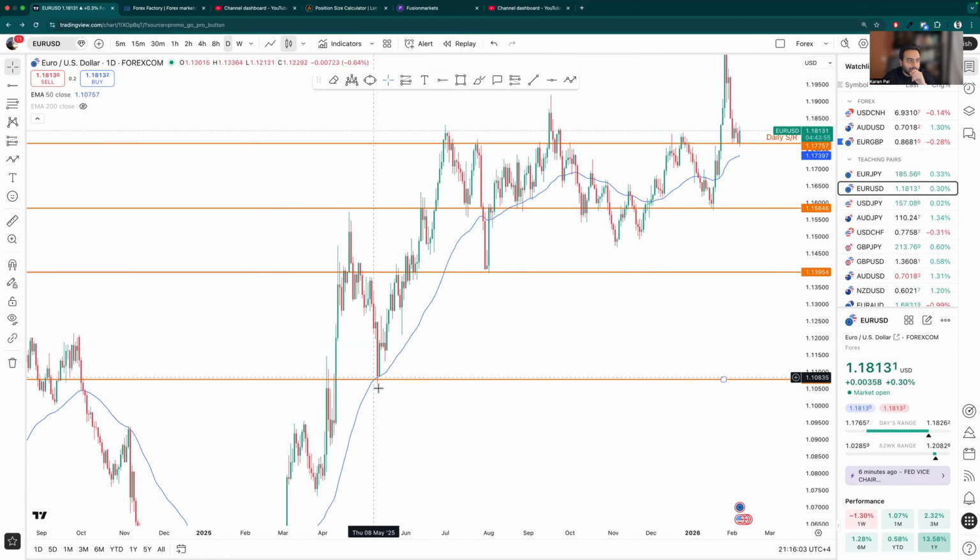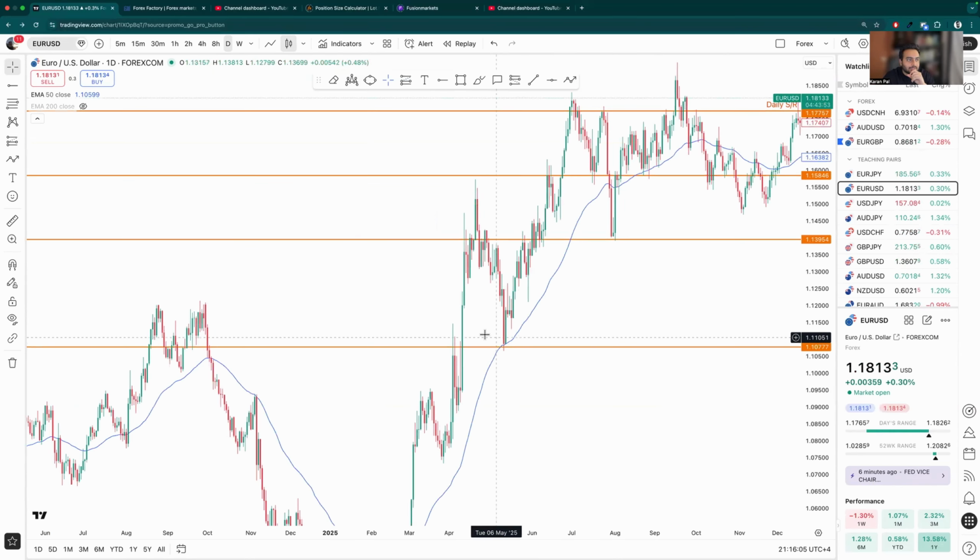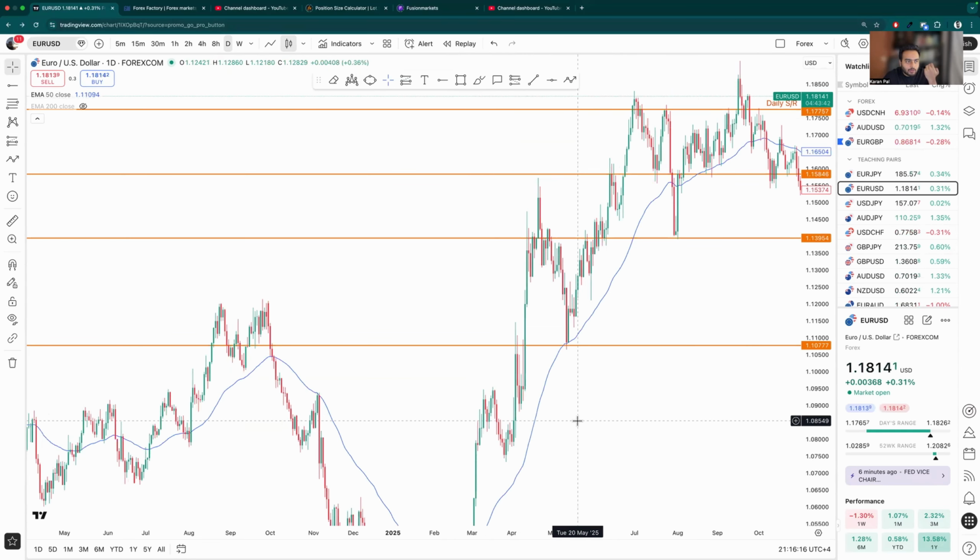When these wicks are created, that means at this point there were a lot of sellers, and that's why the price moved down. At this point, around this level, there were a lot of sellers. At this point, there were a lot of buyers.